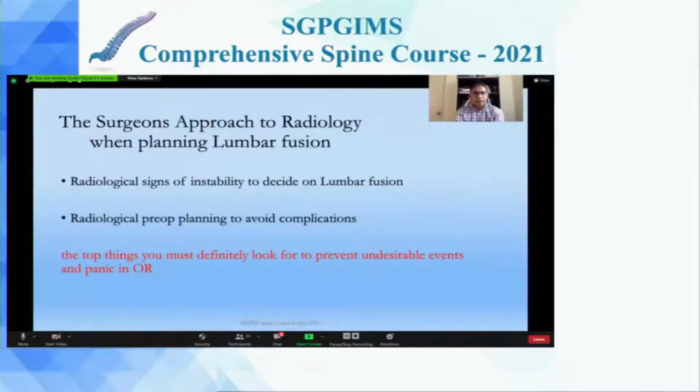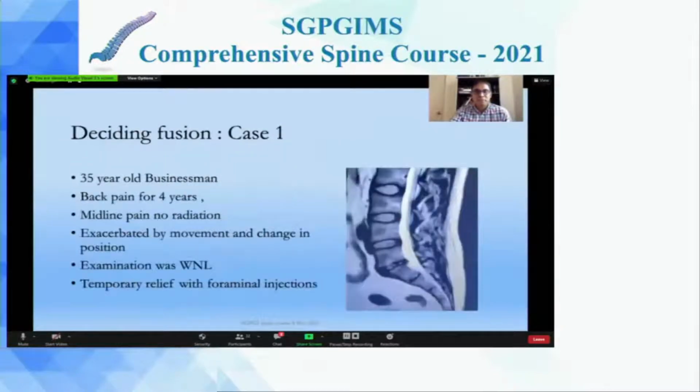First of all, we have to look for the radiological signs of instability to decide on the lumbar fusion. And once we have decided on lumbar fusion, we have to look at the appropriate radiological signs to avoid complications. Or in other words, the top things you must definitely look for to prevent undesirable events and panic in the operation room.